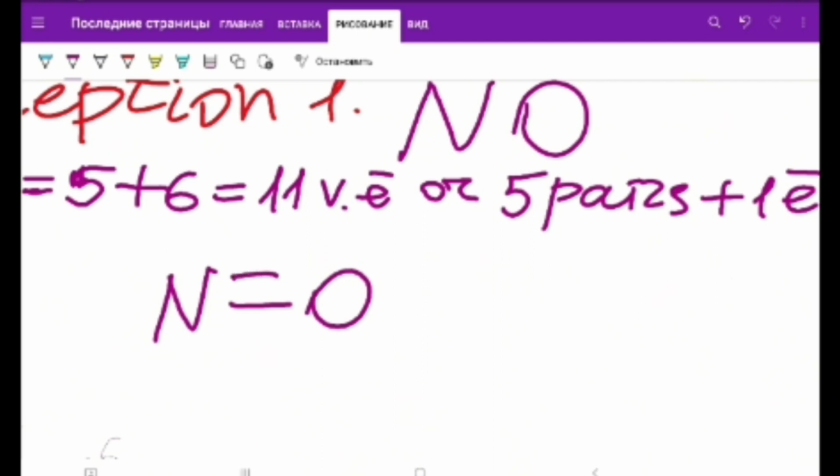We put one more line here. Valence electrons, let's see. We should have 5 pairs. Here we have 1, 2, 3, 4. Only 4 pairs. So one more pair can be put on nitrogen. 5 pairs, and 1 single electron. We can write it on nitrogen.